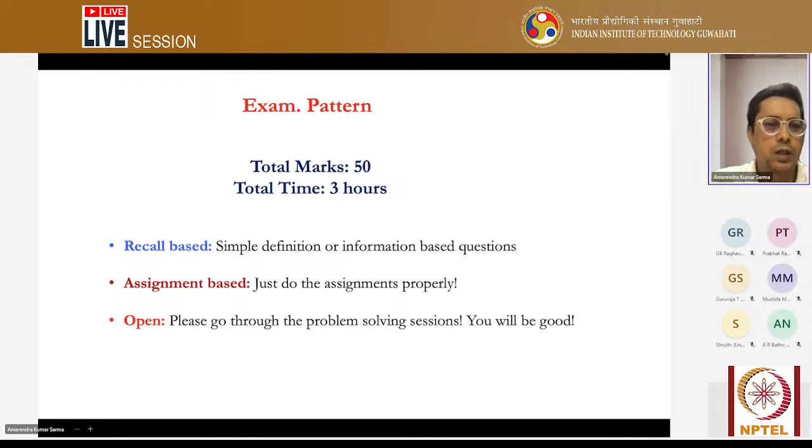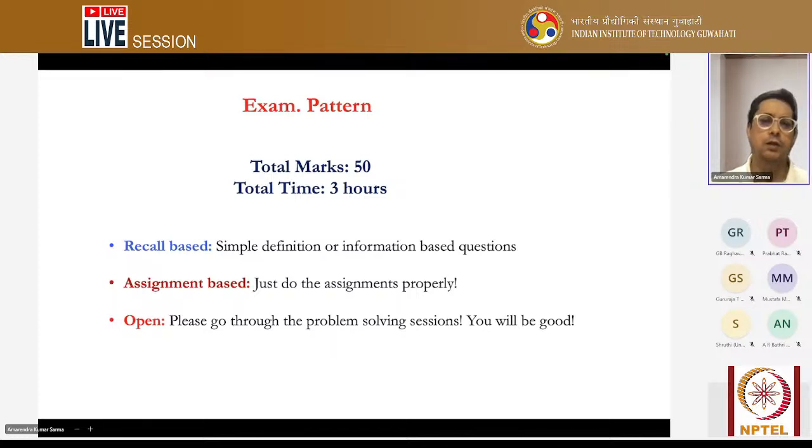Recall based questions would be, I think, 10 marks. Assignment would be some 20 marks, or I forgot, something like that, or 25. And the open question would be some 20. So 20, 20, 10, that kind of split. The open questions also are simple questions based on whatever I taught you in the problem solving session. In the open question, the only thing you have to do is some calculations.